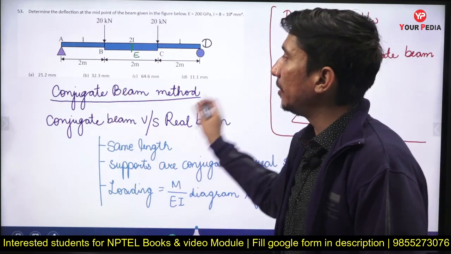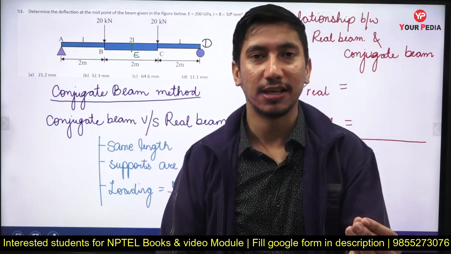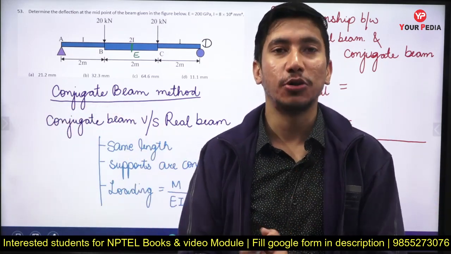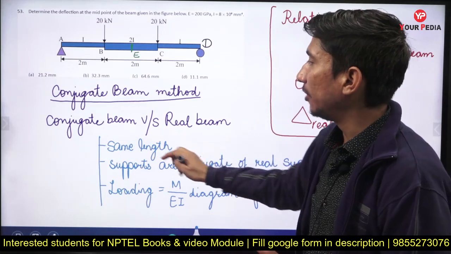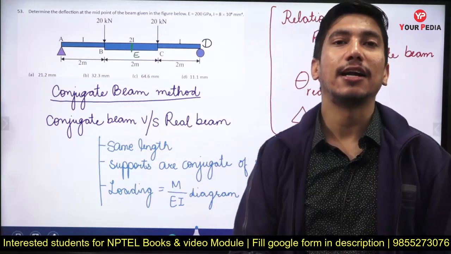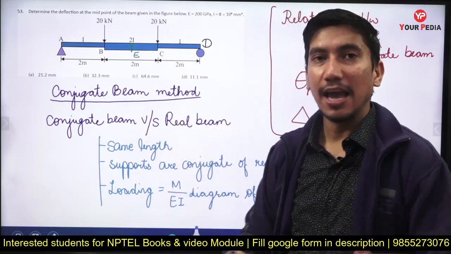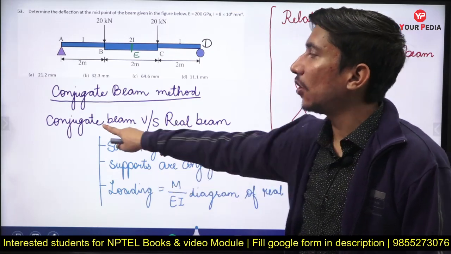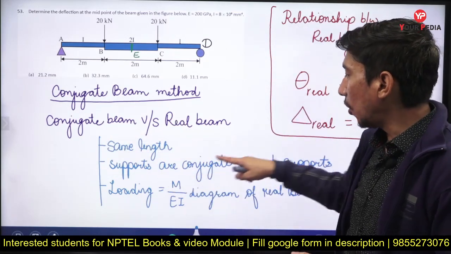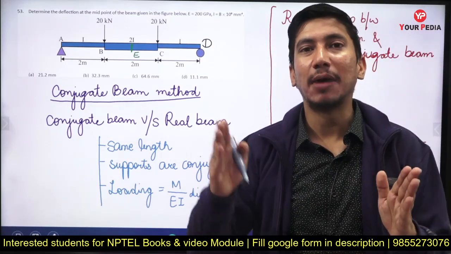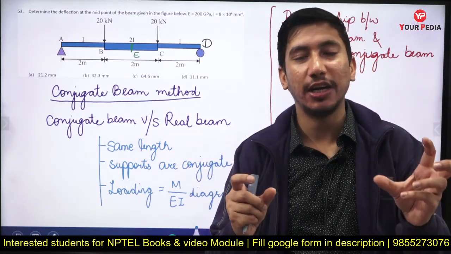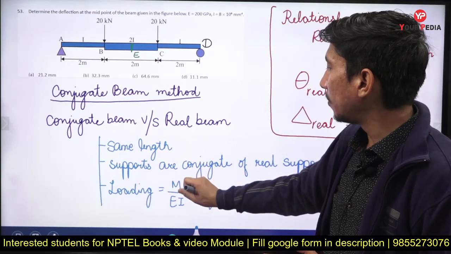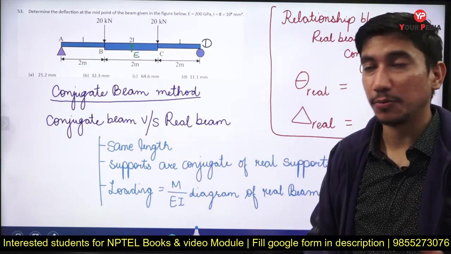So how does the conjugate beam method help us to find the deflection? Let me tell you this. First of all, we convert our real beam into a conjugate beam. Now what is this conjugate beam? The conjugate beam will have the same length as that of the real beam. So if our real beam is 6 meter in length, its conjugate beam will also be 6 meter in length. Second thing, the supports in the conjugate beam will be different. They will be the conjugate of the real supports. As we take the conjugate term in matrices or in imaginary numbers, where a real number gets converted into an imaginary number, in the same way the supports will be conjugate of the real supports.